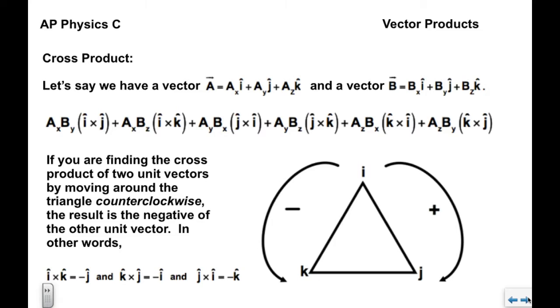If we're going to find the cross product of two unit vectors by moving around the triangle counterclockwise, then the result is the negative of the other unit vector. In other words, if we're going this way, I cross K is negative J, K cross J is negative I, J cross I is negative K. So again, clockwise positive, counterclockwise negative.